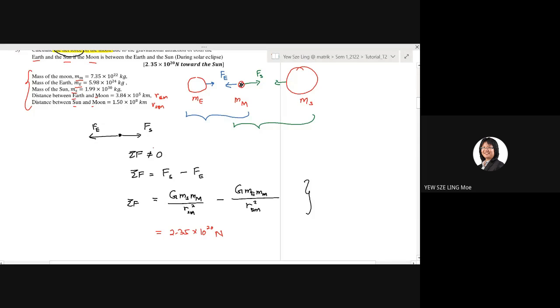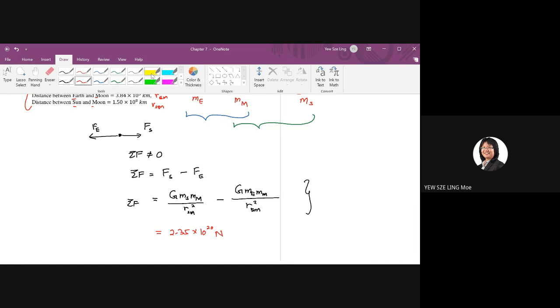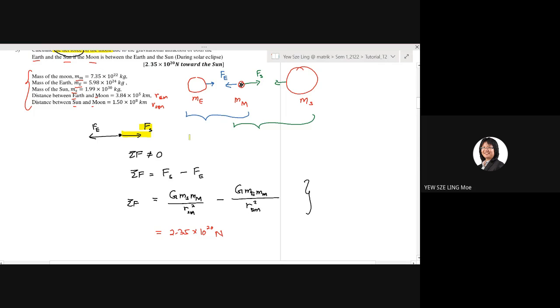Now, if you look at my free body diagram, I take Fs as the positive direction, and my final value is a positive value. Therefore, I know the direction toward Fs, which is towards the sun, is the positive direction. So when I obtain a positive value in the final answer, it means the force is toward the sun, because in my free body diagram I take the direction toward the sun as the positive direction.